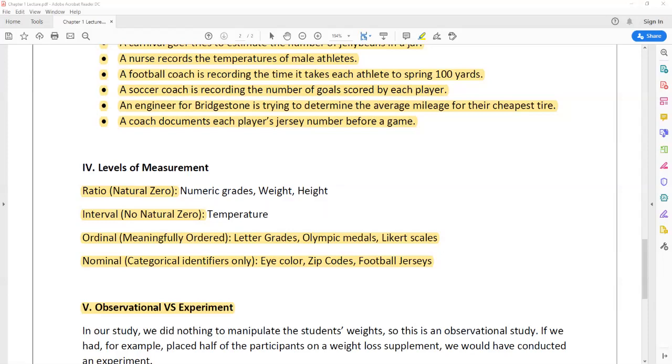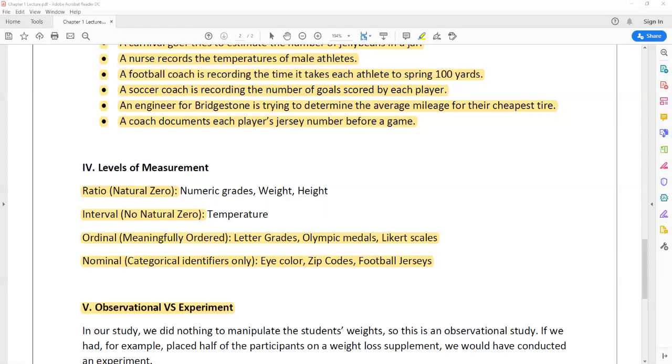If you lose weight and continue to lose weight, or if you shrink in height and continue to shrink, you are going to get closer and closer to a natural number called 0. You're not going to go any lower. So numeric grades, weight, height, those bottom out at a natural 0, so those are called ratio. Interval data values can actually go lower than 0, and temperature is a good example. For example, it could be 5 degrees below 0. Right? 3 below 0, you're below 0, so that would be considered interval measurement.